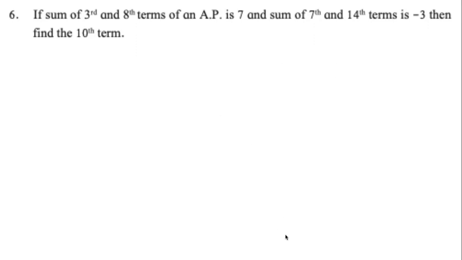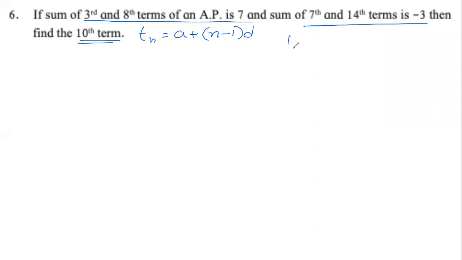Question number 6 on the screen. It reads, if sum of third and eighth terms of AP is 7. So this is first part of the question. And sum of 7th and 14th terms is -3. Then find the 10th term. We know the main formula, Tn equals to A plus n minus 1 into D. So to find T10, all we have to do is T10 equals to A plus 10 minus 1.